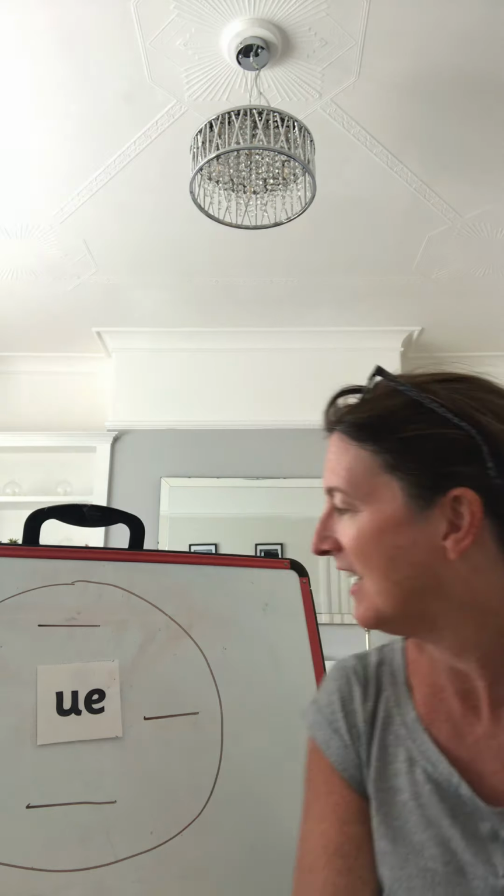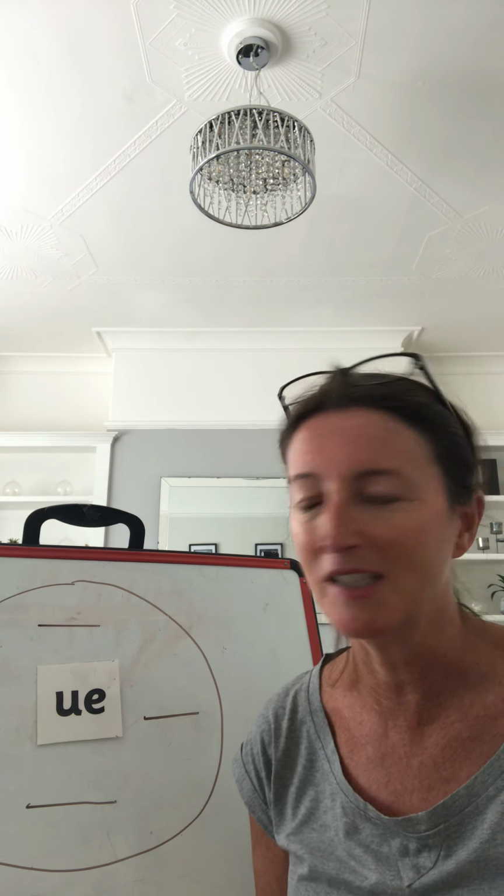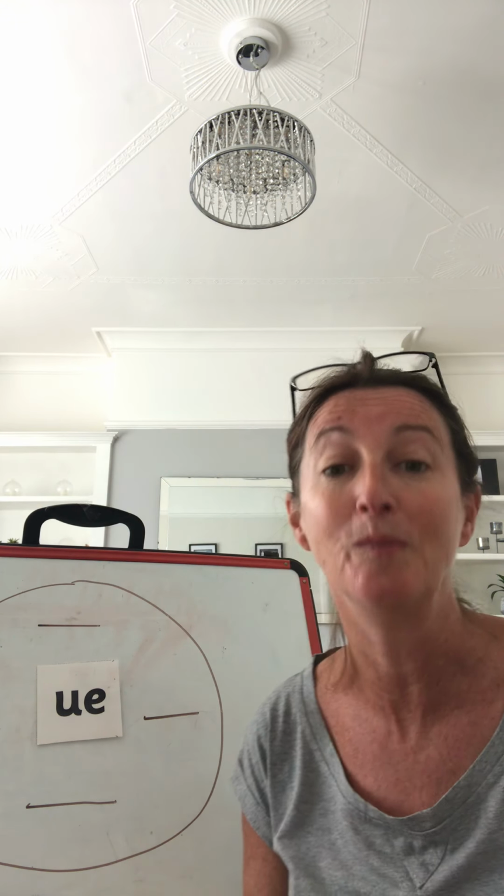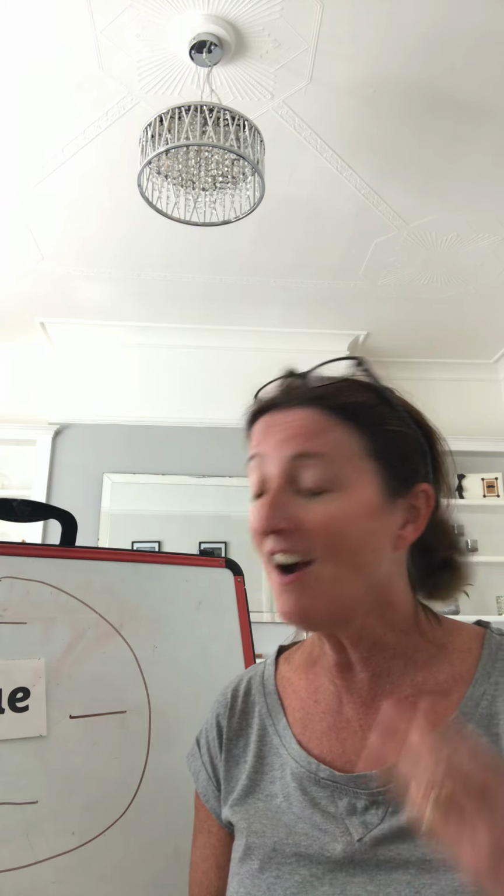So I'm going to go straight into this digraph today because it's quite a tricky one. The last three digraphs sometimes we forget, and this is one in particular that seems to cause a few problems. It's you, as in I want to have a barbecue with you and you and you. So it's hard to think of words that you can read that include this digraph. But I do have two.